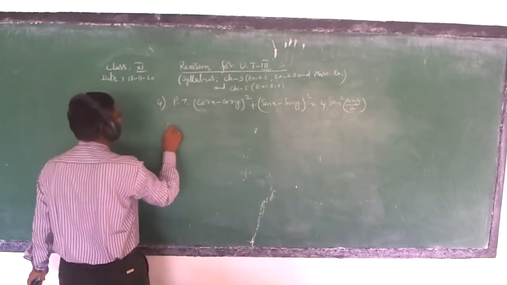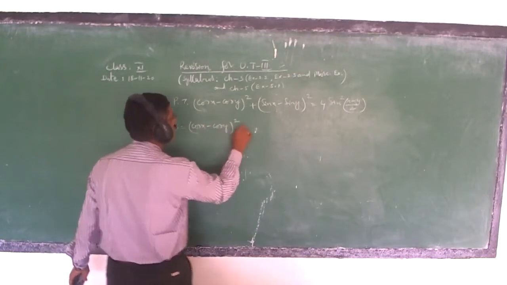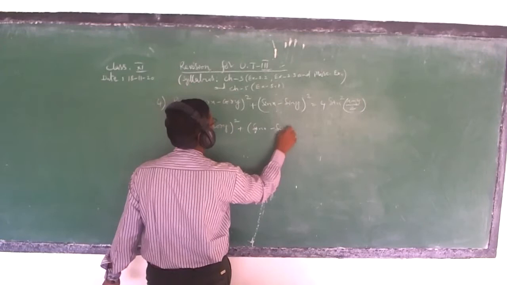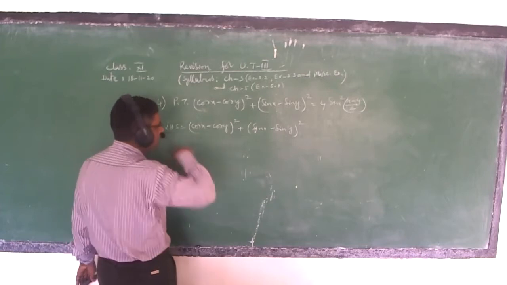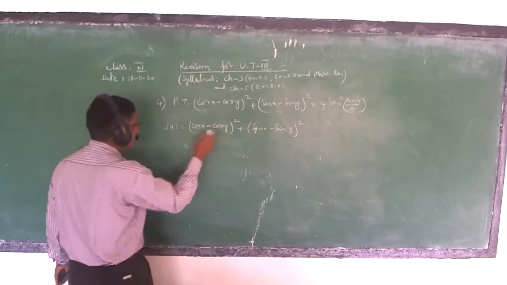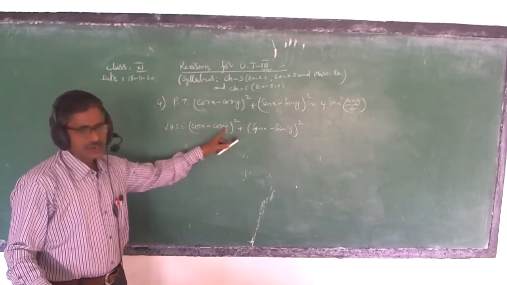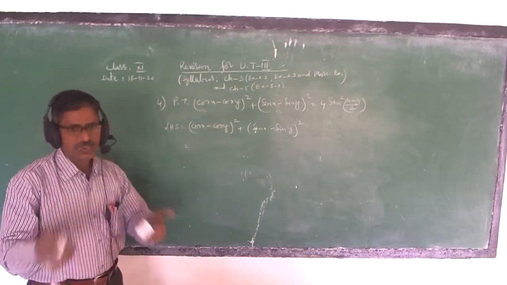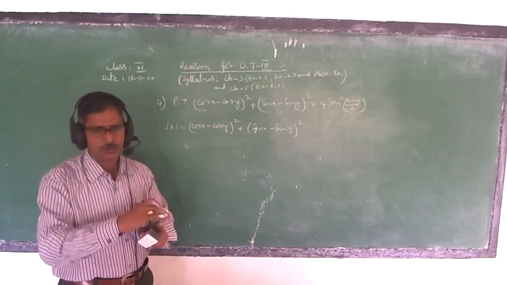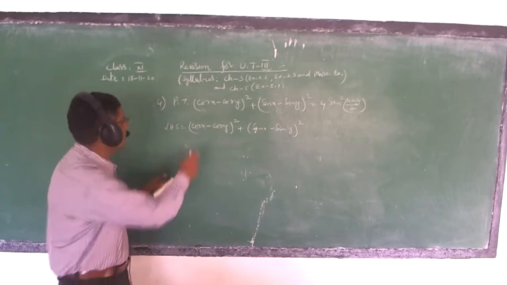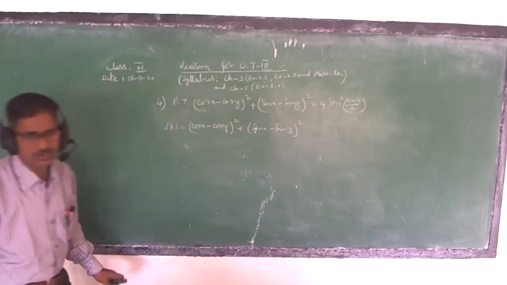So taking LHS, (cos x minus cos y) whole square plus (sin x minus sin y) whole square. Once again, this is in the form of (a minus b) whole square. Before expanding the square, you change this difference into product. This is what transformations are. We know the transformation formulae: sum to product, difference to product. Similarly, product to sum, product to difference. So here we have to change from difference to product. We know the formula for cos x minus cos y.